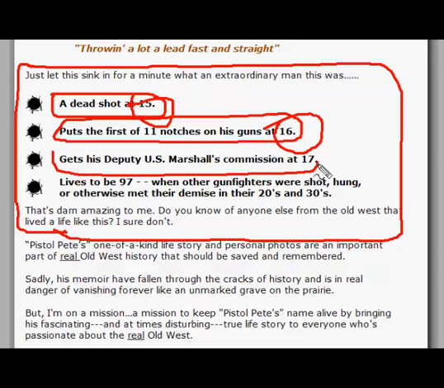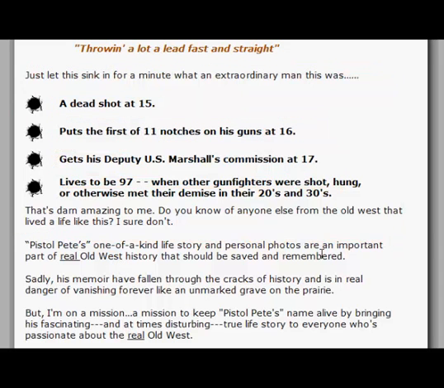Here again, instead of saying when he got his U.S. deputy marshal commission, you place this in terms of a curiosity builder to say that this person would find out. Okay, lived until he was 97. Gunfighters were shot, hung, others met their demise in their 20s and 30s, and that's damn amazing to me. Do you know of anyone else in the West who lived so long, and so forth? Okay, good. Here, Pistol Pete, one-of-a-kind life story and personal photos, an important part of our history that should be saved and remembered. Okay, good.